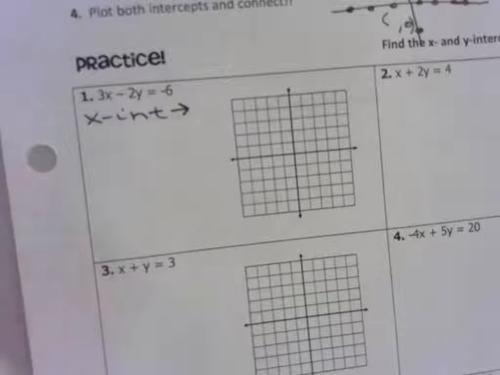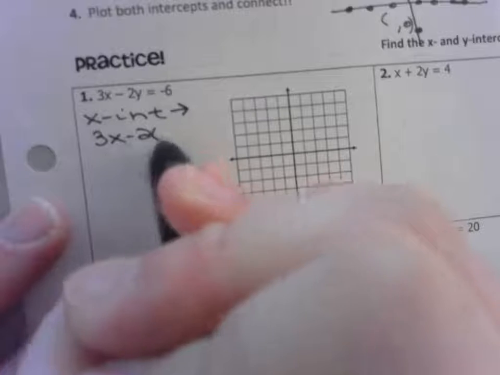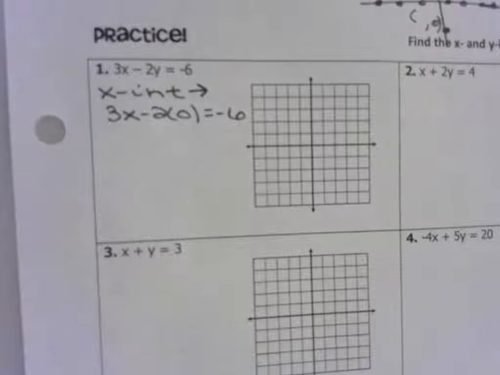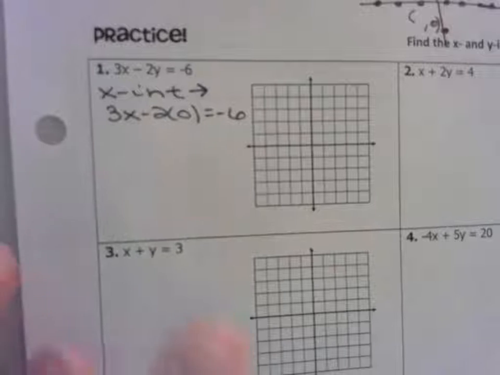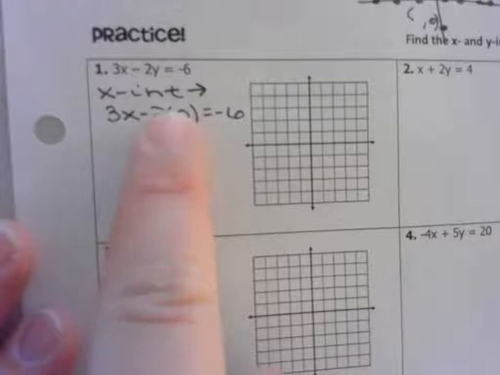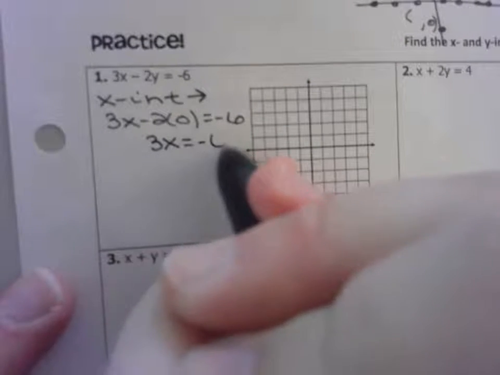If I'm looking for the x-intercept, what do I know y is always equal to? 0. So I'm going to take 0 and plug it in for y. X-intercept, always plug 0 in for y. Don't make this harder than it is. Now this is the cover-up part. What's negative 2 times 0? 0. So you can just cover up that part. So negative 2 times 0 is 0, so that part is just gone. So you're left with 3x equals negative 6.